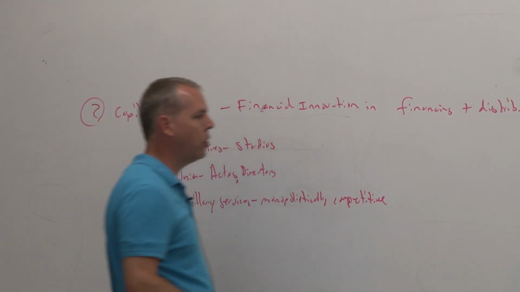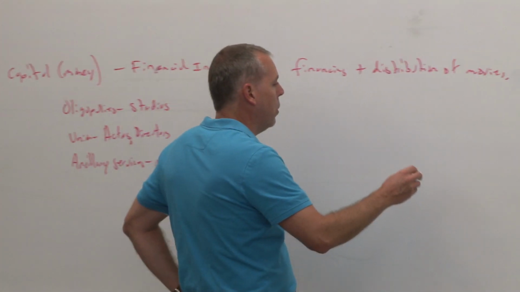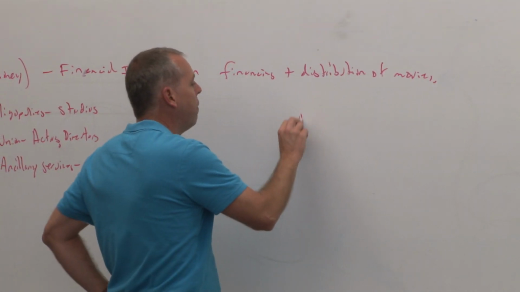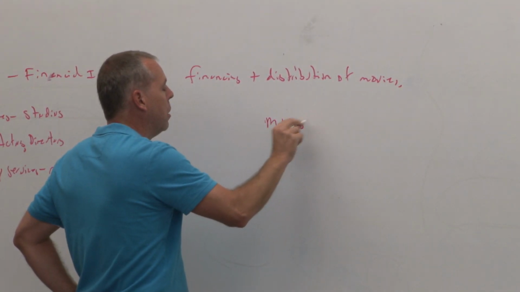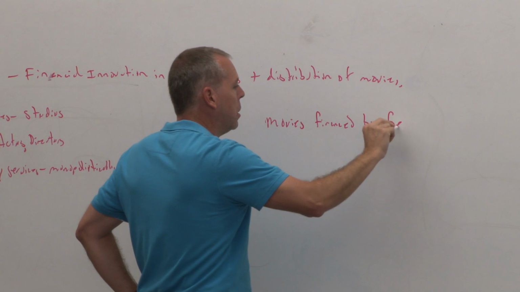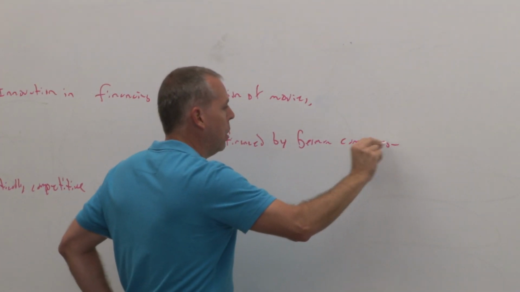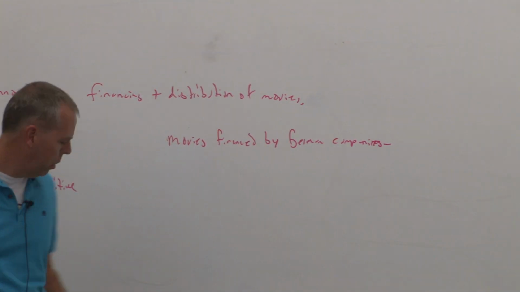And all of these things set up all kinds of interesting problems. So for example, a whole lot of movies are financed by German companies. Why do you think that is?